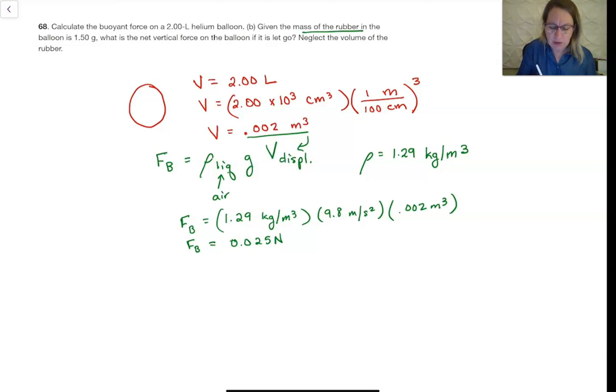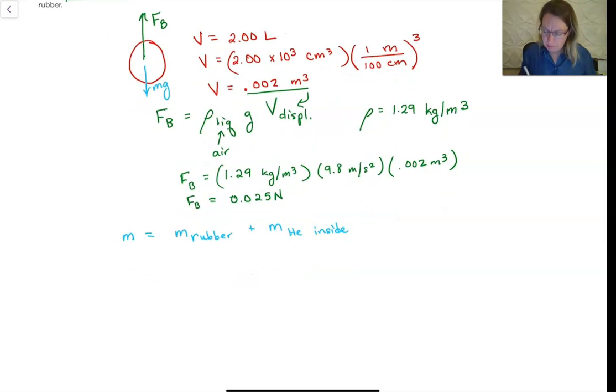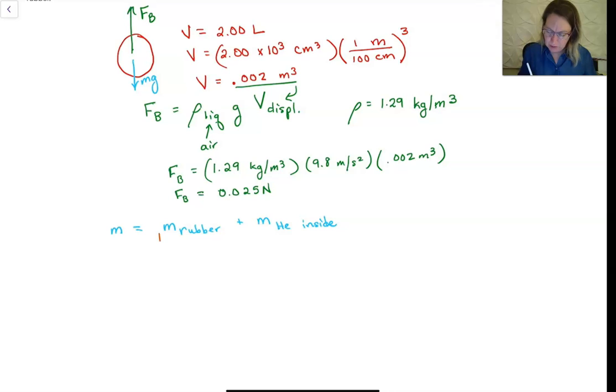So if we know the mass of the rubber in the balloon, then we can figure out everything, because we have an mg down and we have a buoyant force up. And generally with helium balloons, the buoyant force is bigger and so the balloon floats up. So let's find the mass. And the mass has 2 parts. The mass is the mass of the rubber balloon, the casing, plus the mass of the helium inside. Okay, so the rubber balloon we know is 1.5 grams or 0.0015 kilograms, to put it in our correct units.